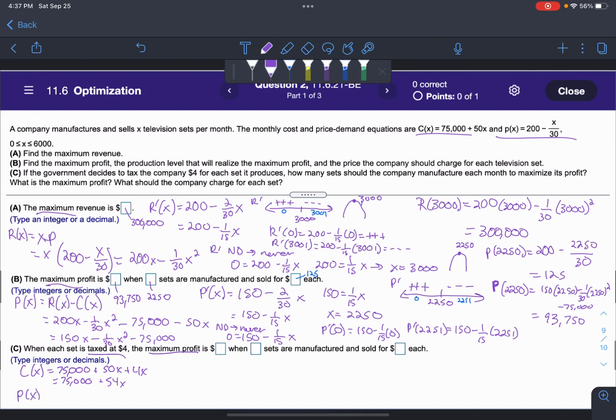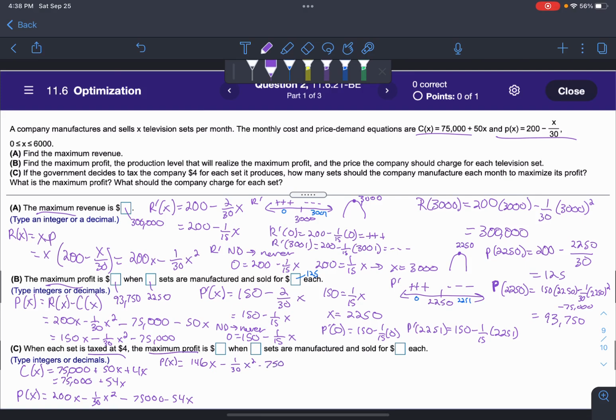So the revenue is the same. That's the function we found in A. So 200x minus 1/30x squared. Right, and then we want to subtract off our new cost function, which we just found. So that's 75,000 plus 54x. And we can simplify just a little bit to make the derivative slightly easier. Combine those 200x minus 54x into 146x minus 1/30x squared minus 75,000.